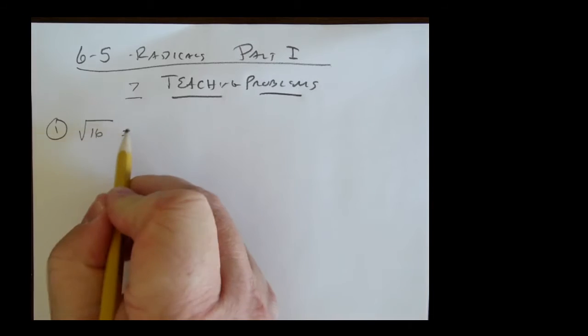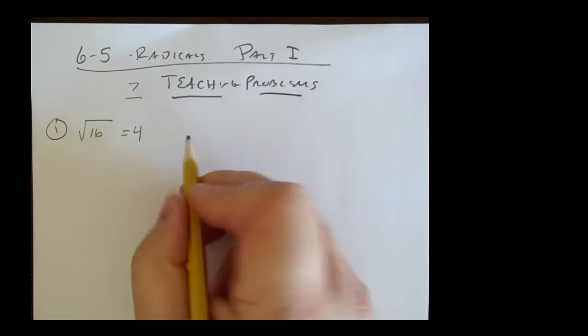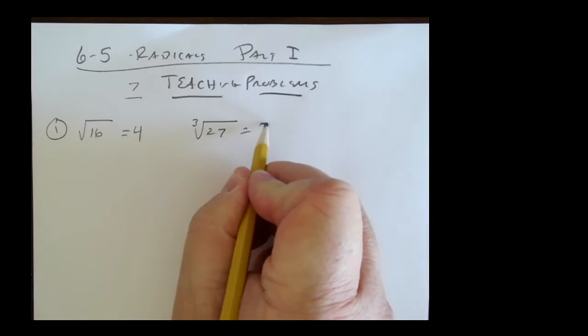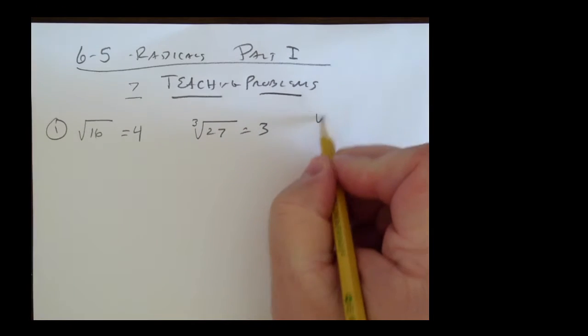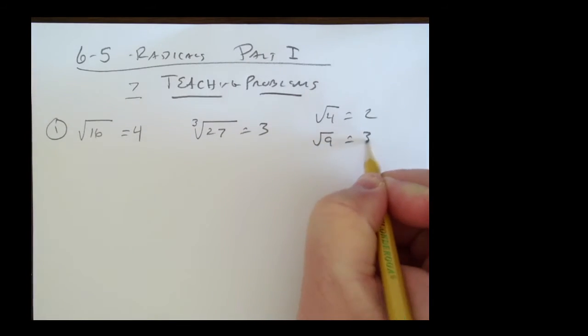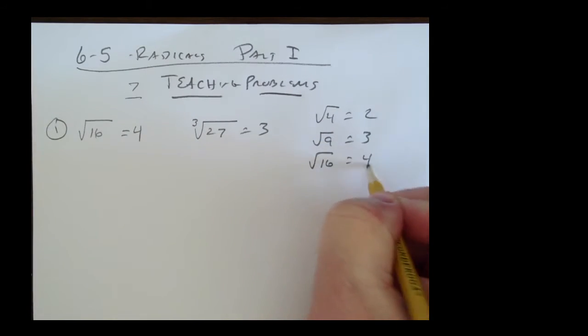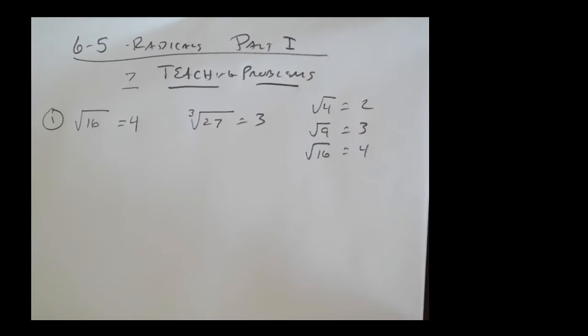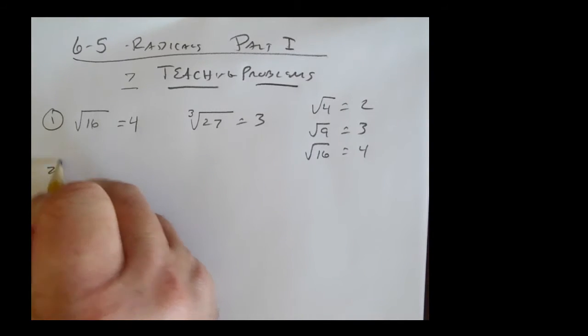Easy one, square root of 16 is 4. As part of that, the cube root of 27 is 3. So we need to make sure we know things like this, which I know we know from middle school, but I'm just going to remind you because sometimes it's easy to forget in the middle of a problem.